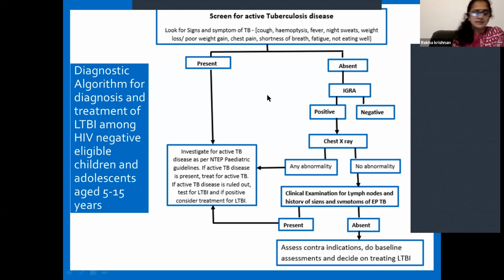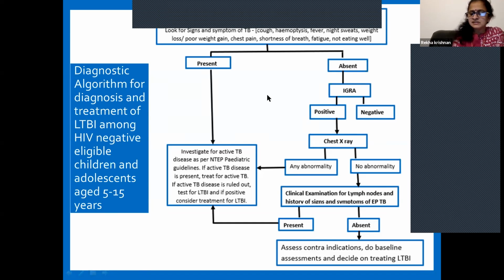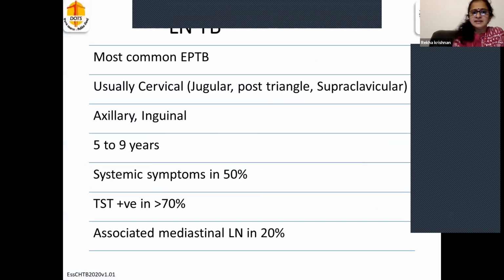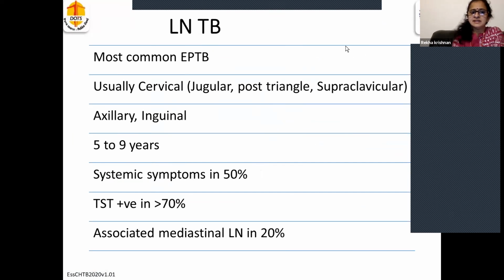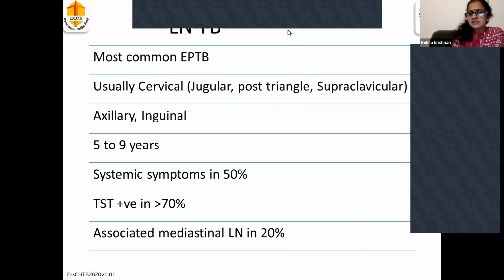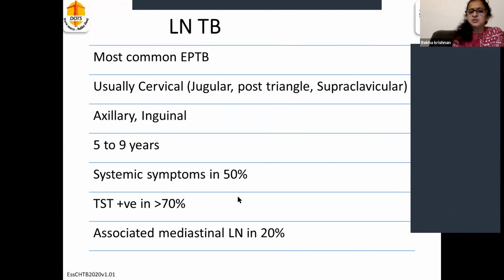Now, I will be dealing with some of the common extrapulmonary tuberculosis conditions. Already pulmonary TB has been mentioned. And here for the practicing pediatricians, always check whether any lymph nodes are present. Usually the cervical nodes are enlarged in lymph node tuberculosis. Thoroughly search for jugular, posterior triangle, supraclavicular nodes, axillary and inguinal nodes. As systemic symptoms are present only in 50%, only if you search for these nodes can you identify that there is a chance of lymph node tuberculosis.